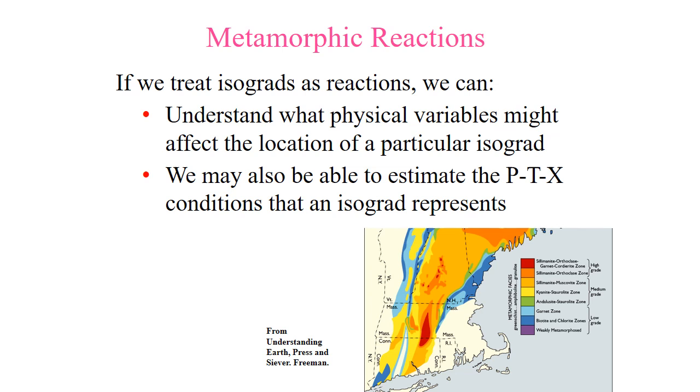With experimental and theoretical data on mineral reactions, we can locate a reaction's PTX space and constrain the conditions under which a particular metamorphic rock forms. Some advocate using both field-based and reaction-based isograds. We will review the various types of metamorphic reactions and discuss what controls them.